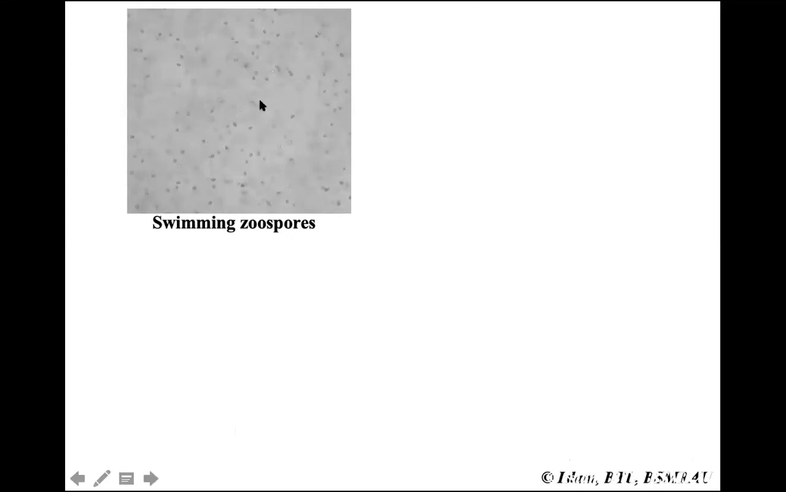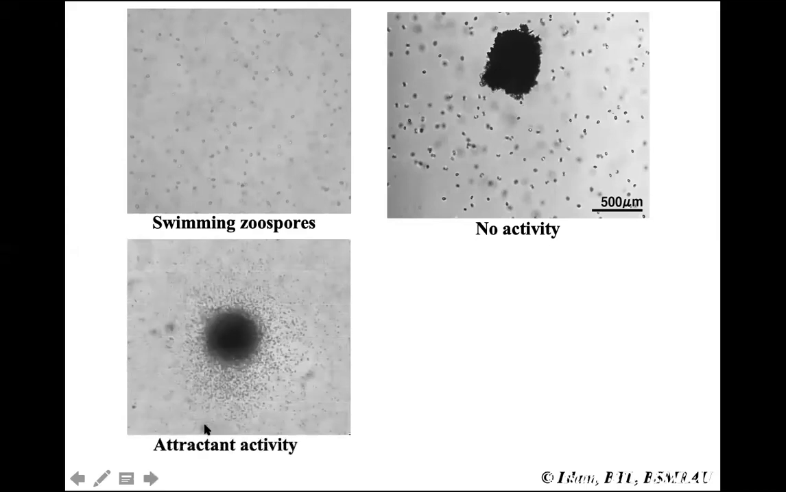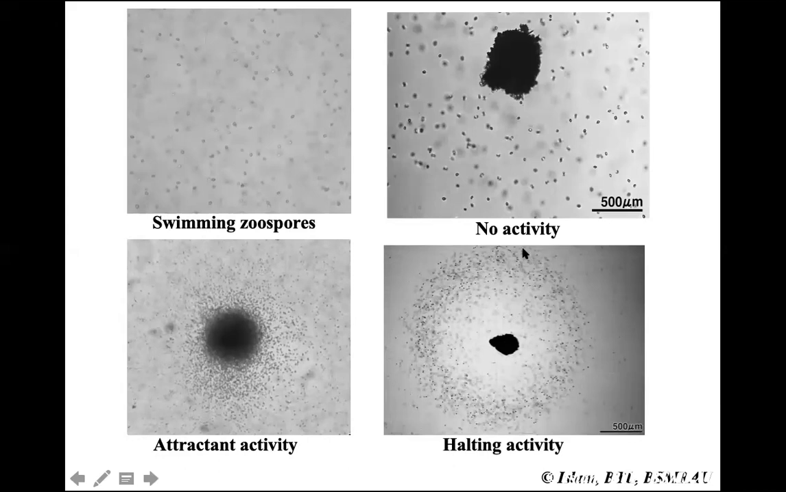Here you can see swimming zoospores under the microscope. And here is the no-activity case: this particle was treated with a chemical compound which has no activity on zoospores, so the density of zoospores is normal with no change. So you can easily determine whether a compound is active or whether a crude extract contains active substances. Here you cannot even see the particle. It is fully covered with small dots, which are the zoospores. That means it is a fantastic attractant activity, and the zoospores aggregated around the particle. Here you see halting activity.